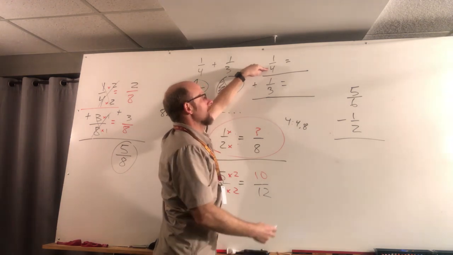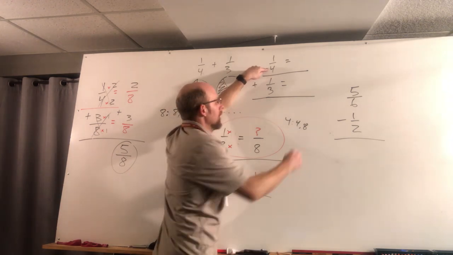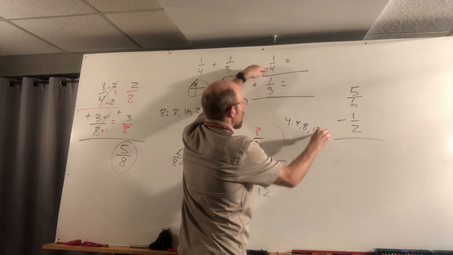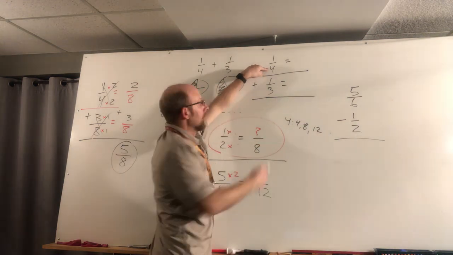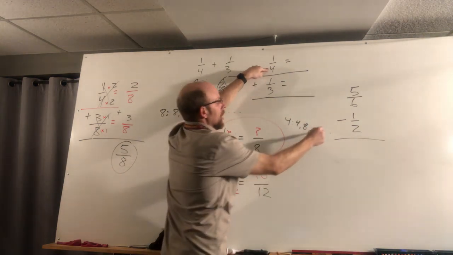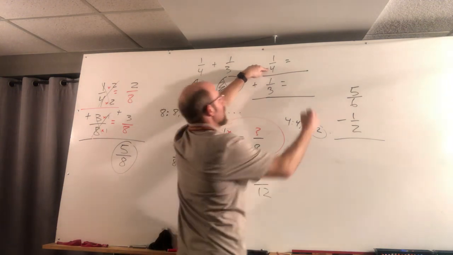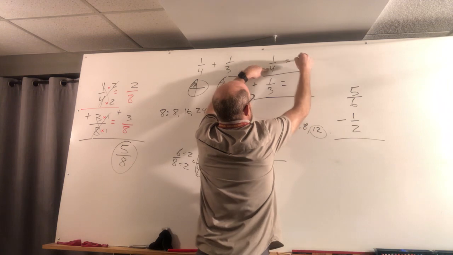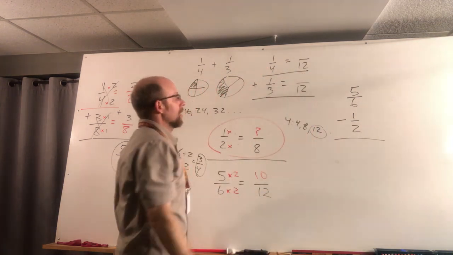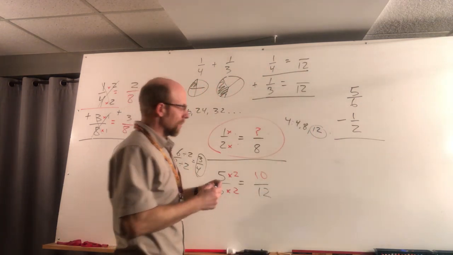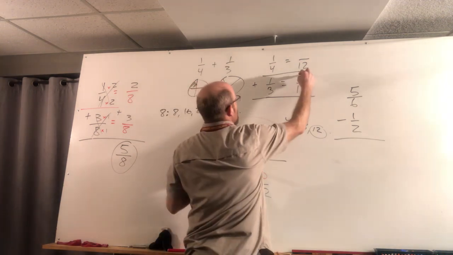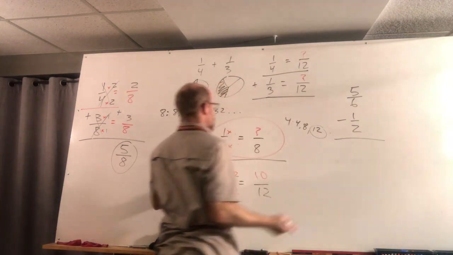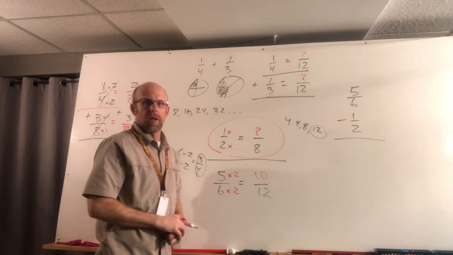Does 3 go into 8? Nope. So go to another one. 12. Does 3 go into 12? Yes, it does. So 12 would be my LCM, my least common denominator or my least common multiple. So now suddenly I have a problem, and I have a question mark here and a question mark here. It looks just like these problems we started the day with.